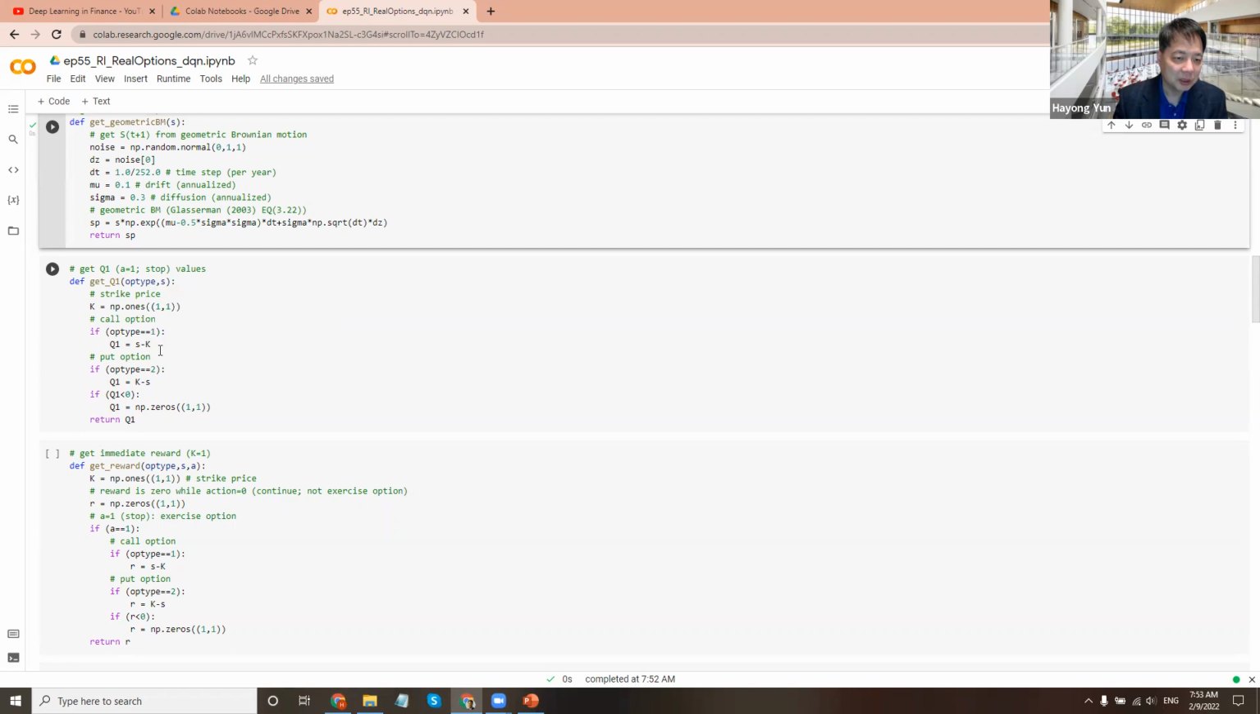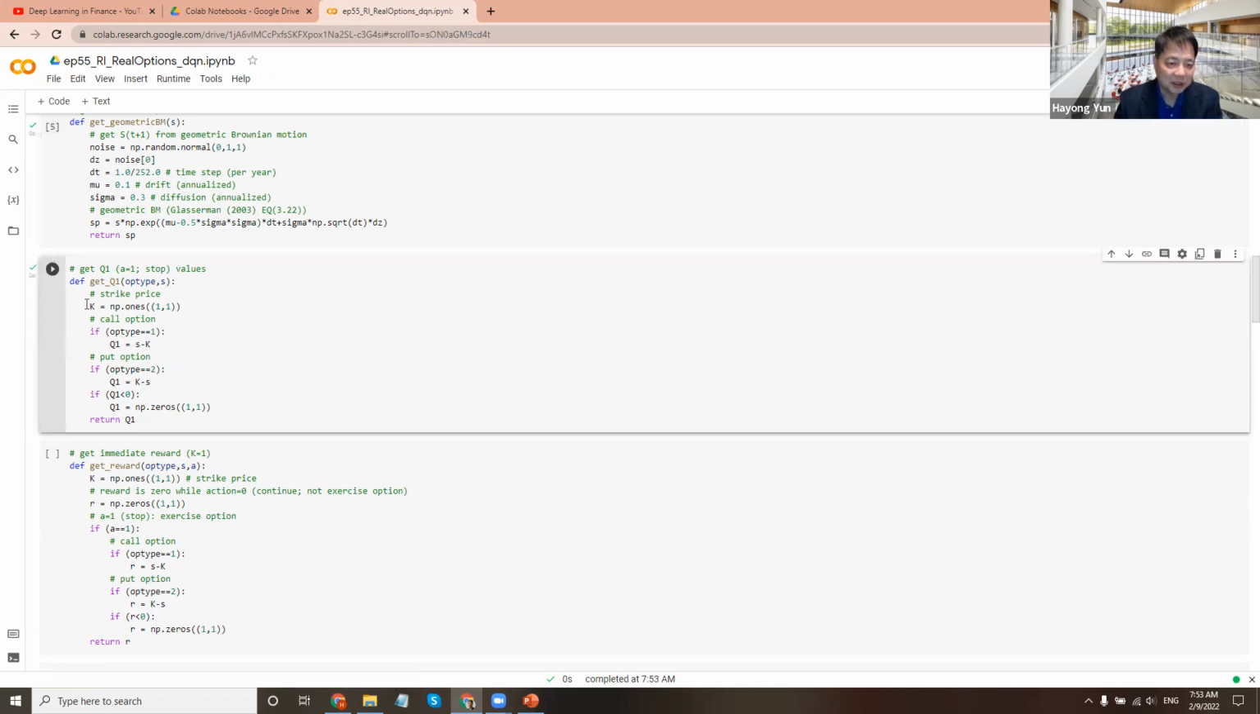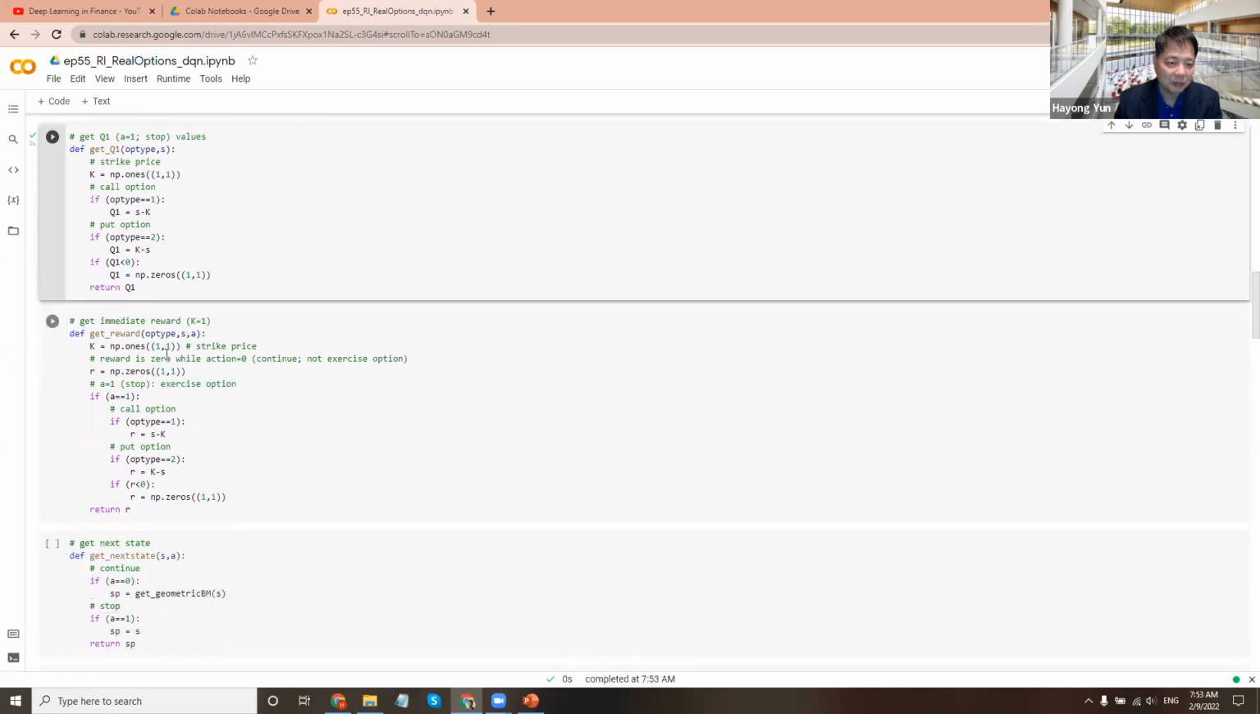The option is 1, isn't it? And the strike price is normalized to 1. So we are playing with the stock price relative to the strike price of 1. If the value is negative, then it's 0, meaning it's either stock price S minus K, or if S minus K is negative, then it's 0. So that's the option payoff when we exercise the option.